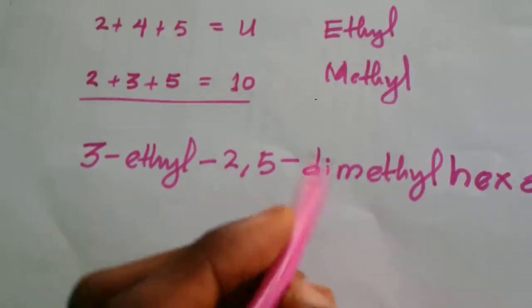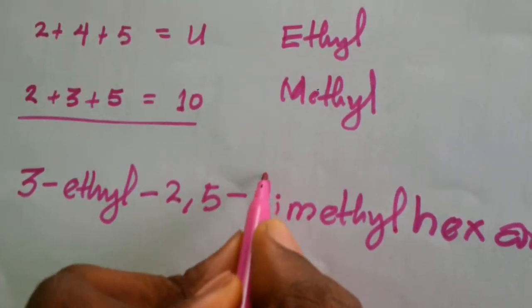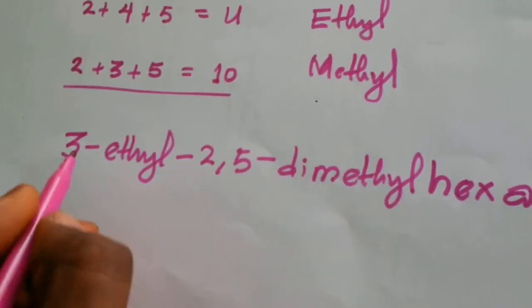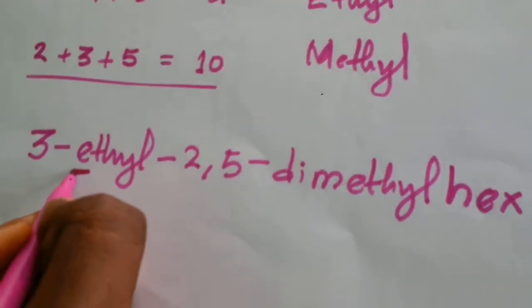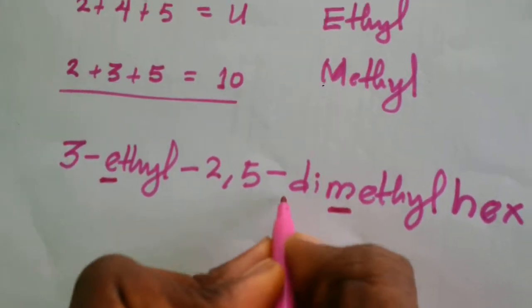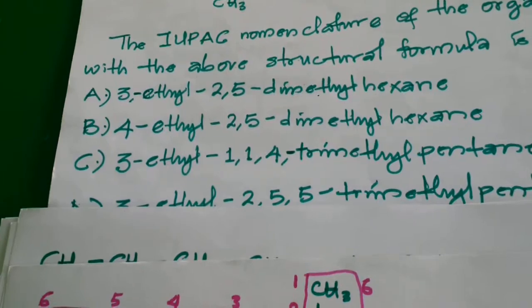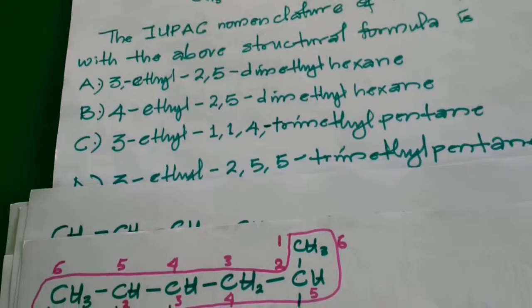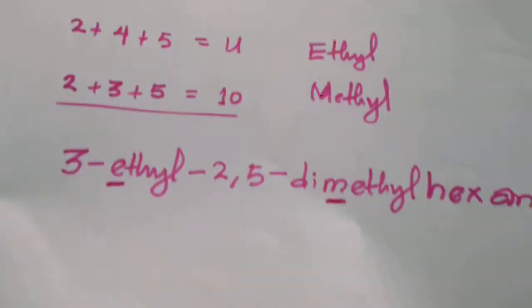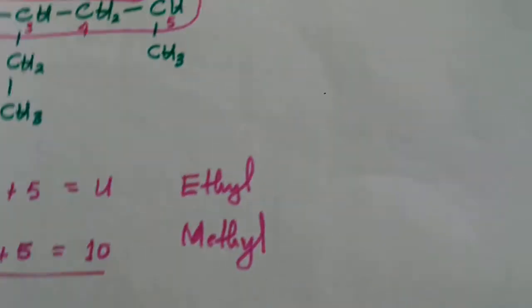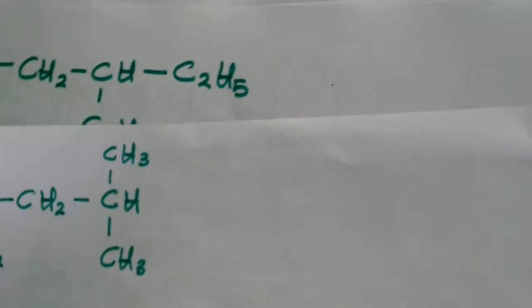Now mind you, we're not considering the di in the alphabetical order. We are considering only the E and the M of methyl, not the di. So pay attention to that. And so that is option B, I suppose. Or no, option A is the correct one. It's the one that matches our own naming. So let's go to the next example.